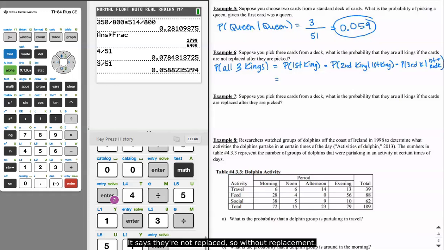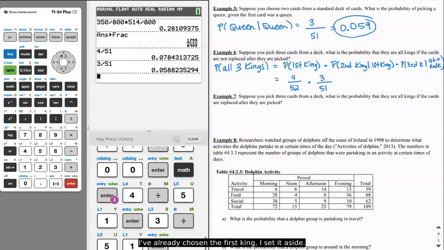It says they're not replaced, right? So without replacement. So the probability that the first is a king, well, I have 4 kings in my deck out of 52. It says they're not being replaced. So we take that first king we're given and we put it aside. So this affects my probability of my second. For the second probability, I'd start with 51. But now I also have 1 less king to choose from. I have only 3 in my deck.